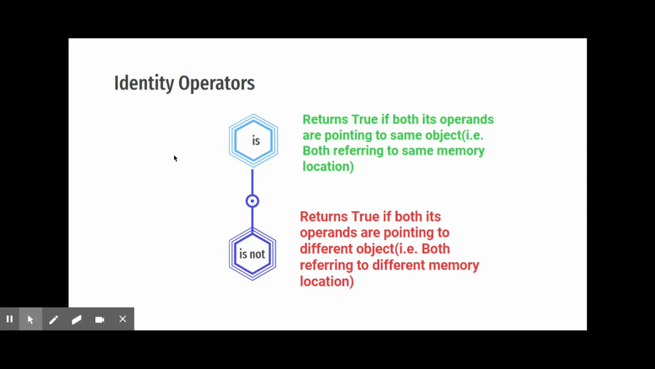Now, if that was true, like say A and B are actually pointing to the same memory location, I will get the answer as true. Otherwise, I will get the answer as false. With is not, it's exactly the opposite. What I am trying to say will be A is not B. So that means I'm saying A is pointing to a memory location, B is pointing to a different memory location. If that was true, then it will return true. If the statement is false, it will return false.